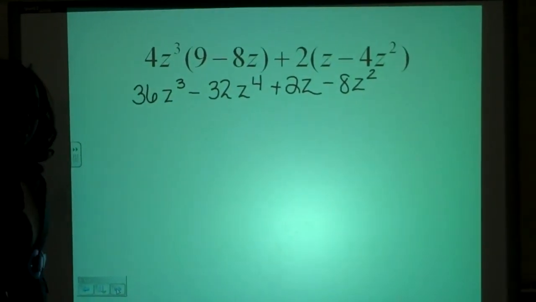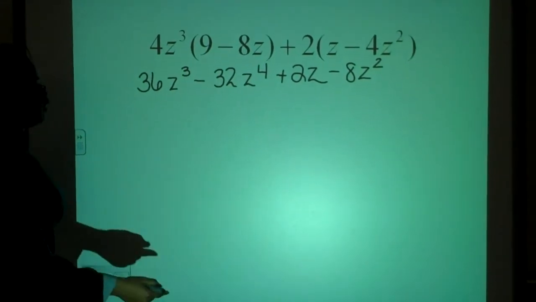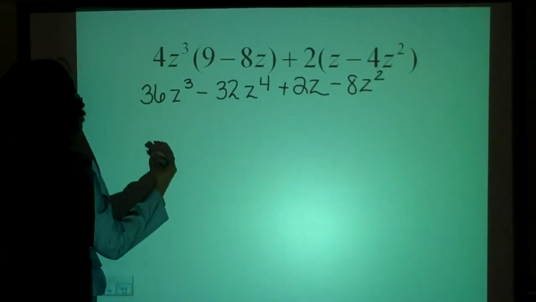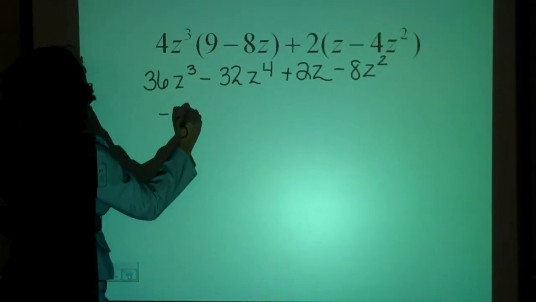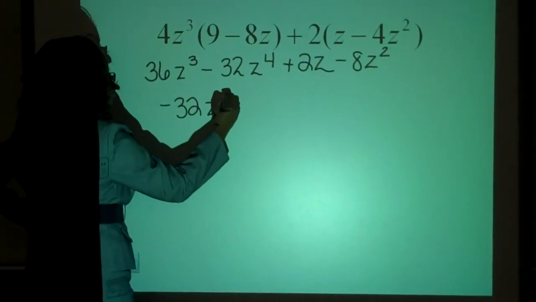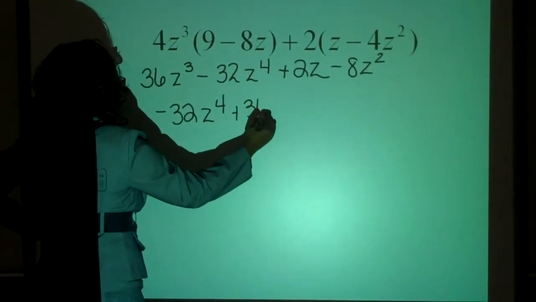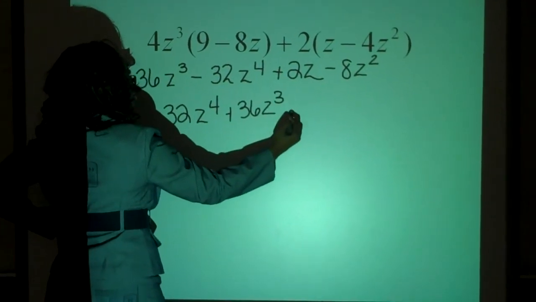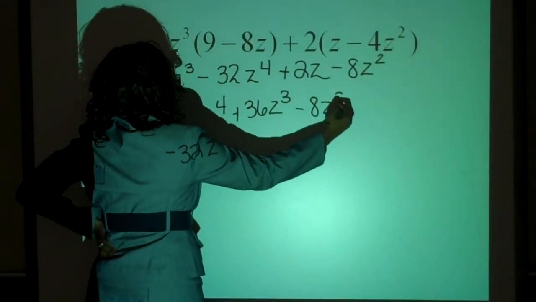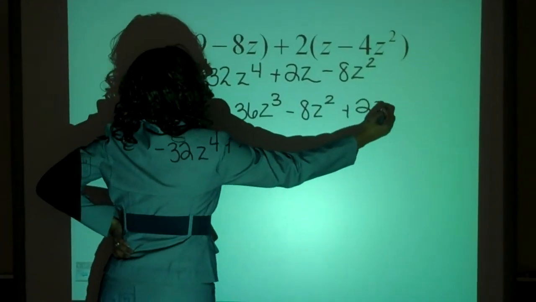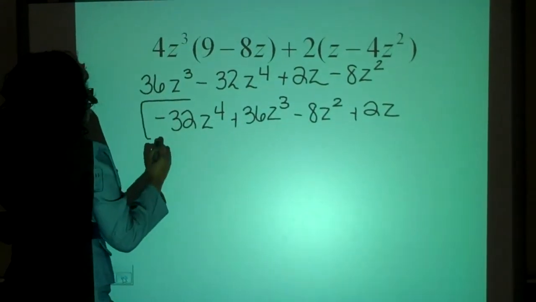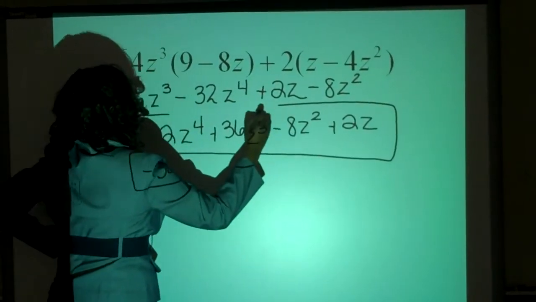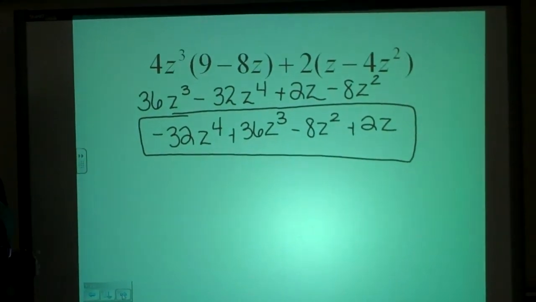Is my answer in standard form? Absolutely not. I need the biggest exponent to be in front. So I'm going to do negative 32z to the 4th plus 36z cubed minus 8z squared plus 2z. Final answer.